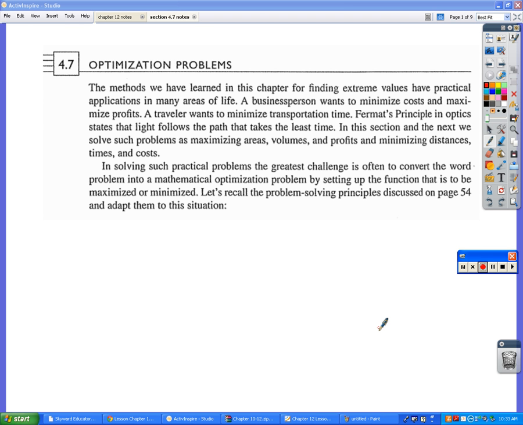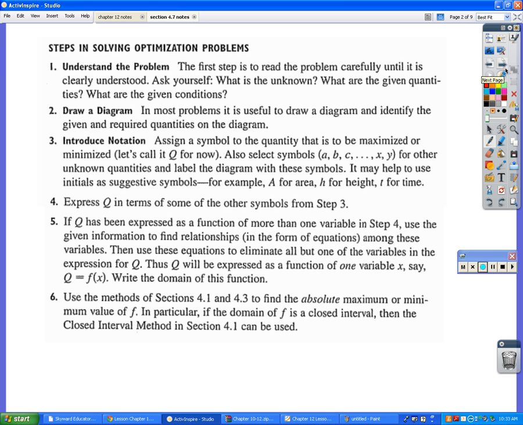And so, as we've done this kind of stuff before, we're going to start by recalling the problem-solving principles discussed on page 54. So first thing, understand the problem, always a good place to start. Second thing, and this is the thing that a lot of math kids are bad at because you're so unbelievably lazy, is to draw a diagram so you can see what's going on.